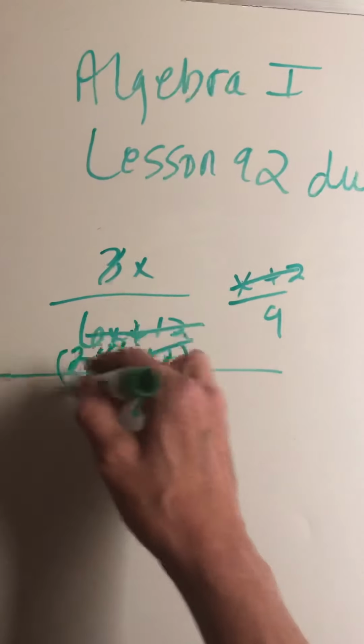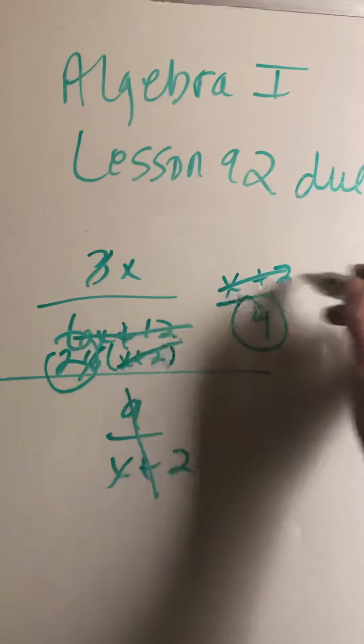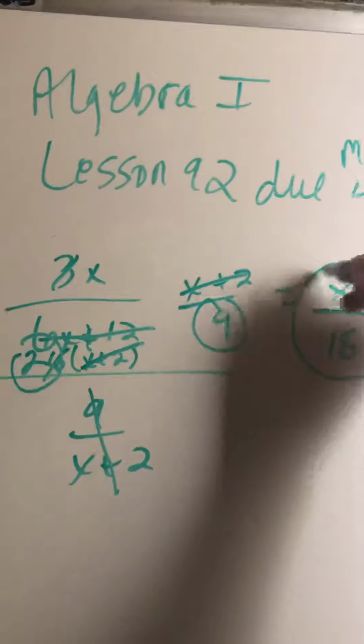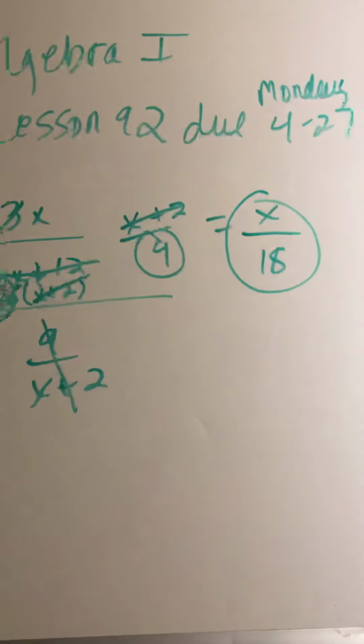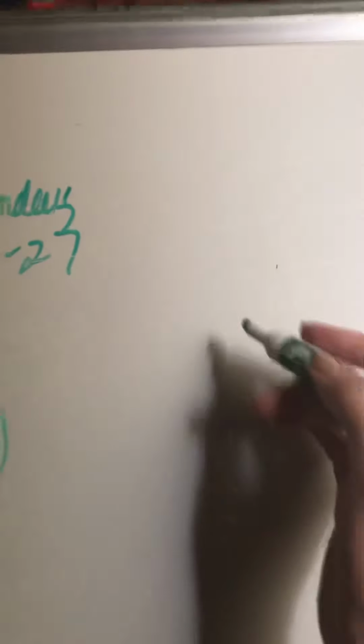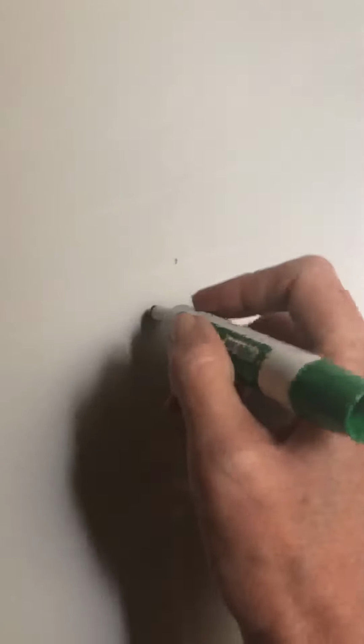So now I've got to be real careful. I've got this 2 left and this 9 left. So that'd be x over 18. That's the final answer on that one. So sometimes you're going to have to factor. Okay, so let's look at another one where you have to factor, or you might have to factor.